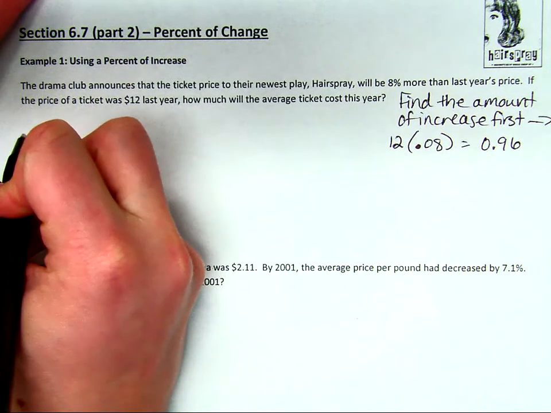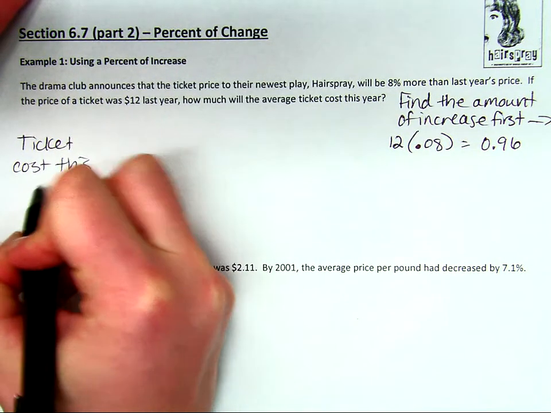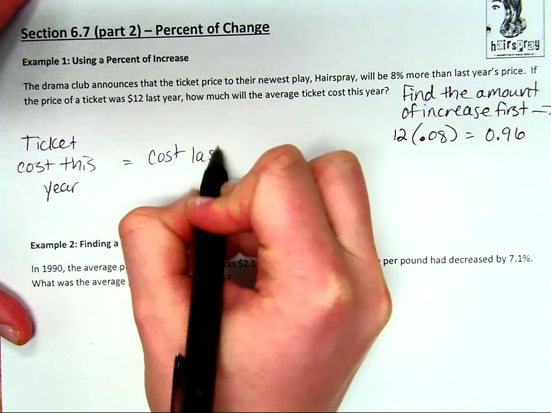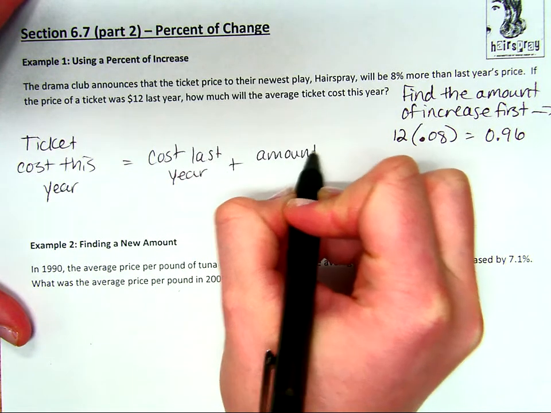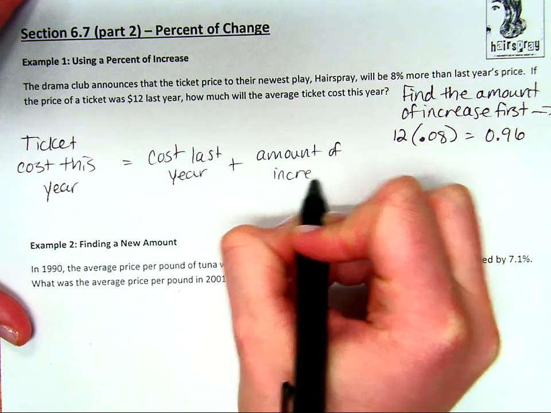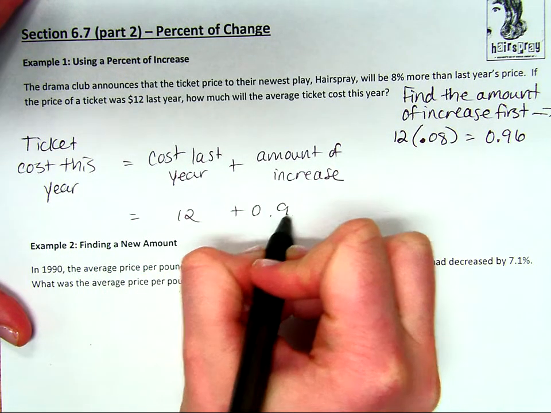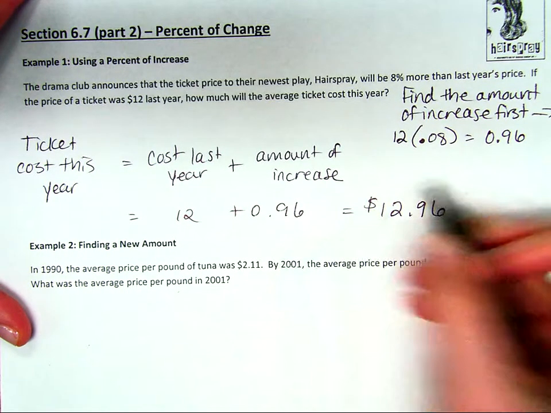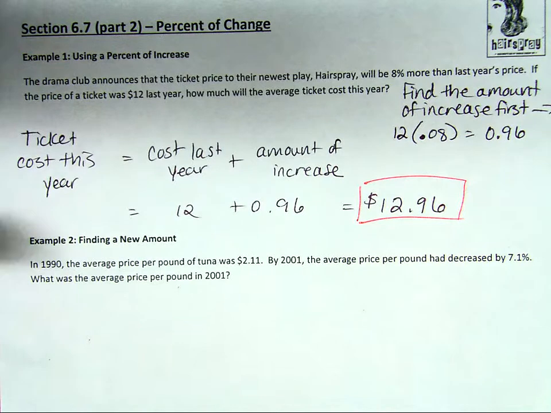So if we write this out, the ticket cost this year is going to equal the cost last year plus the amount of increase, which we just found. So it's going to equal 12 plus 0.96, which is $12.96. They might round that to $13 just for ease, but that's exactly 8%.